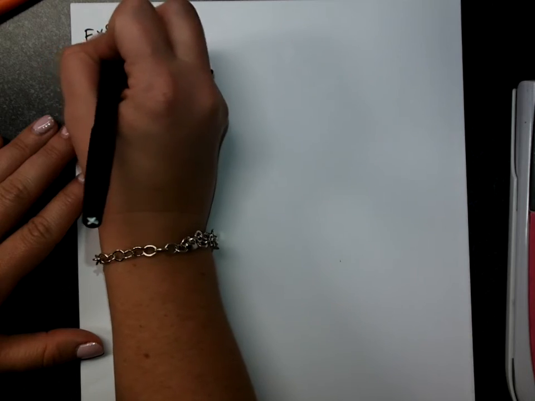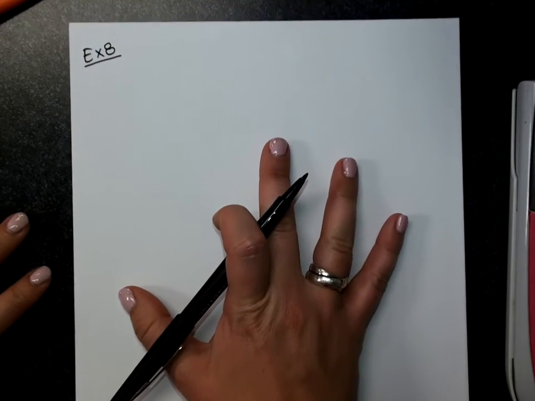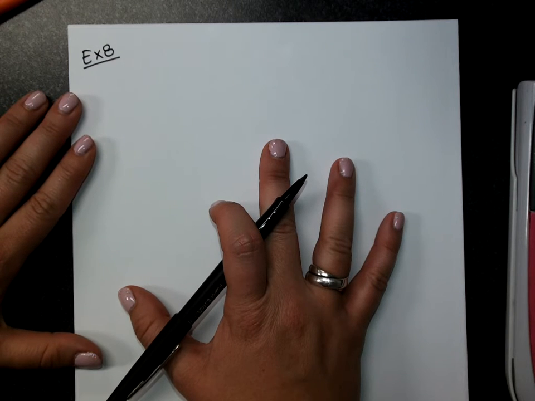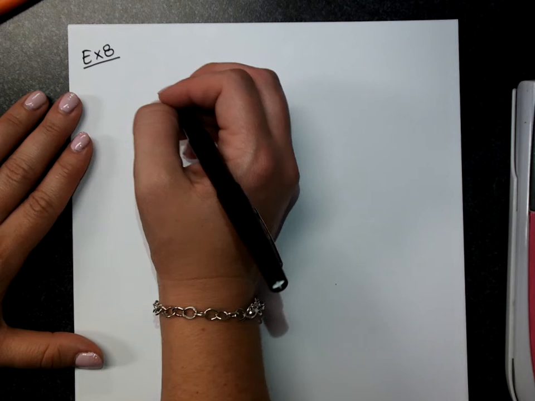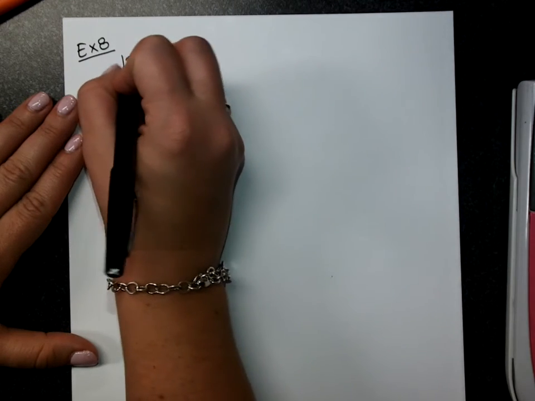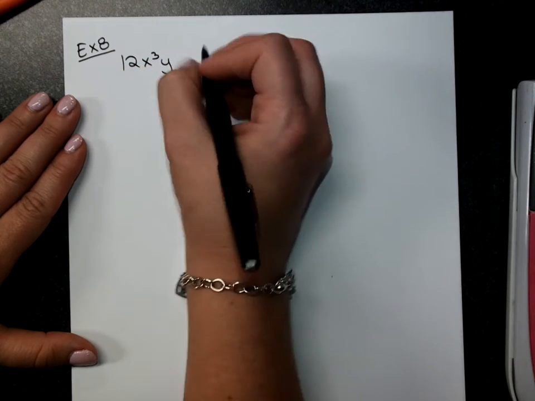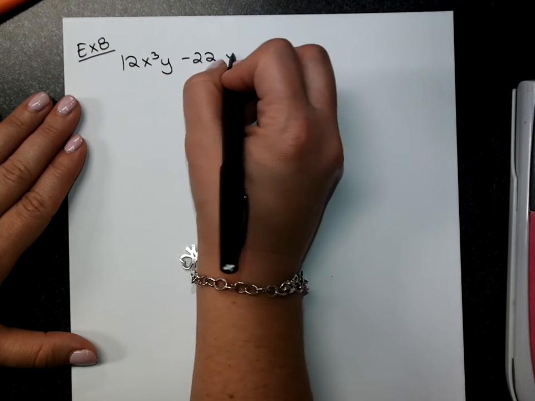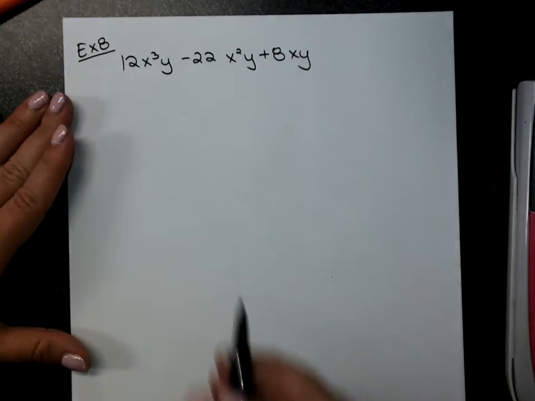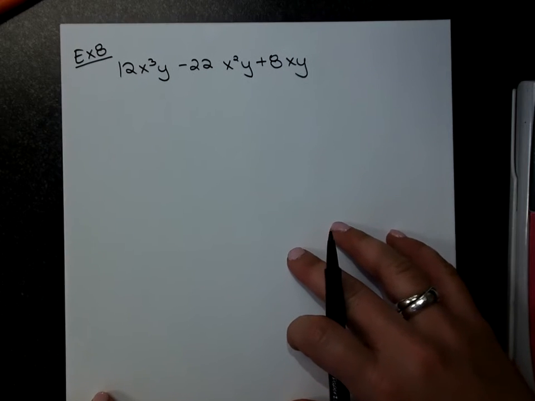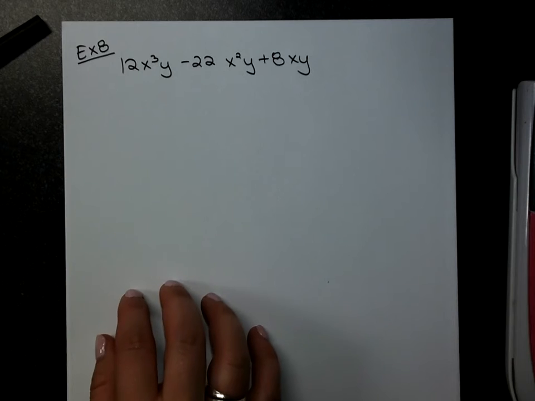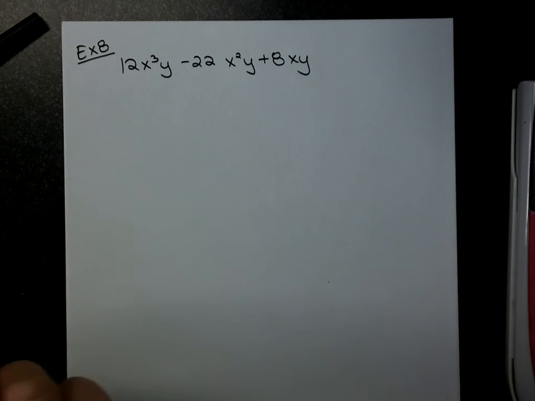So example 8. Let's do kind of a crazy one for this one. Let's do 12x cubed y minus 22x squared y plus 8xy. That one looks kind of crazy. You can try that one, or you can watch me. You can pause the video if you like, or just follow along. That looks really, really scary right now.